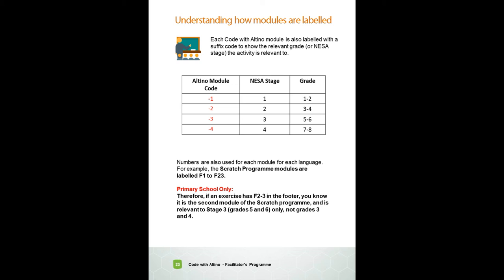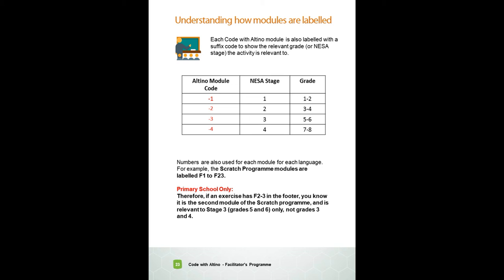Each Code with Altino module is also labelled with a suffix code to show the relevant grade or NESA stage the activity is relevant to. I've already talked about that as an example. So the suffix 1, 2, 3, 4 applies to the grade. Numbers are also used for each module for each language. For example, Scratch program modules are labelled F1 to F23.